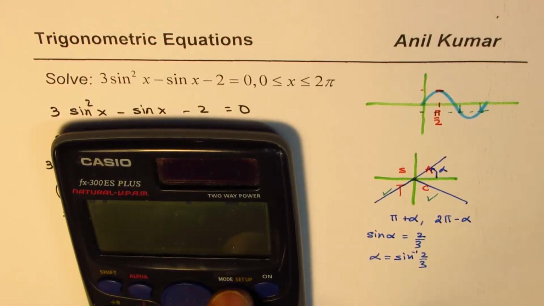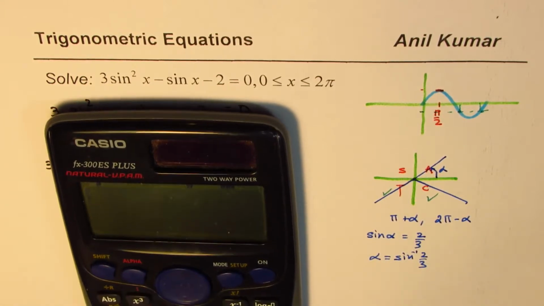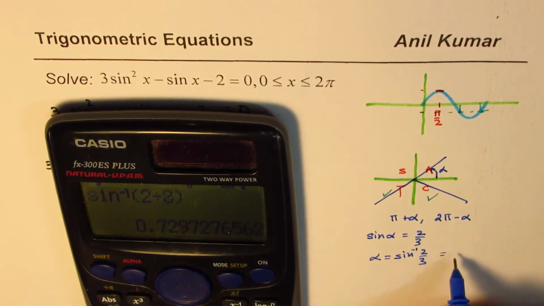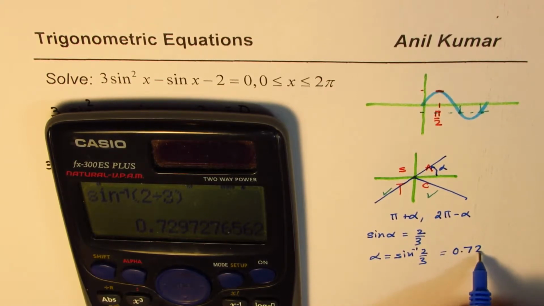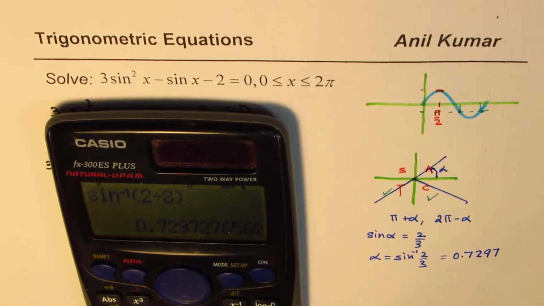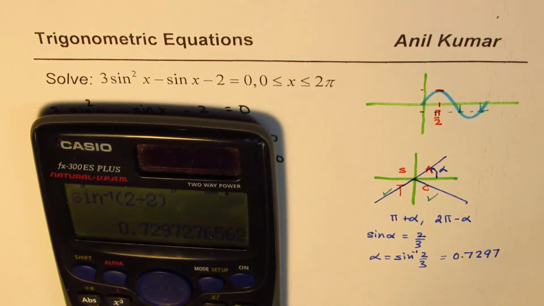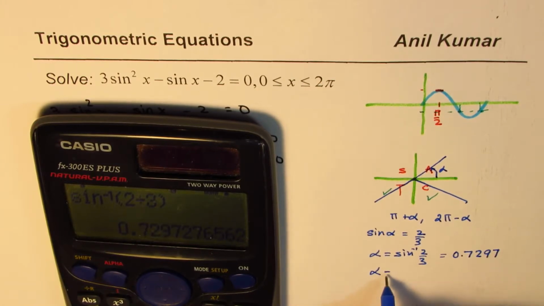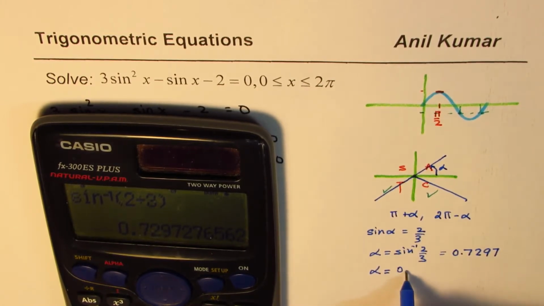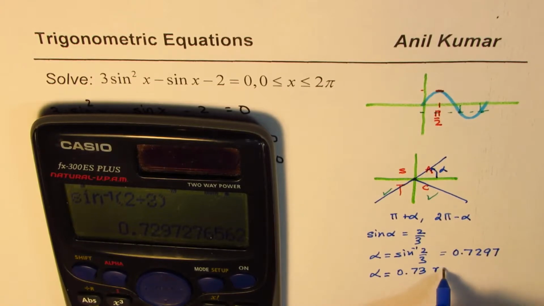So we need to change the mode to radians, which is option 4 here. So now we know the angle is in radians. So let's find sine inverse of 2 over 3. So sine inverse of 2 divided by 3 is equal to 0.7297, right? So that's the angle, okay? Which you could round to 2 decimal places. So let's write angle alpha as 0.73 radians. Is it okay?